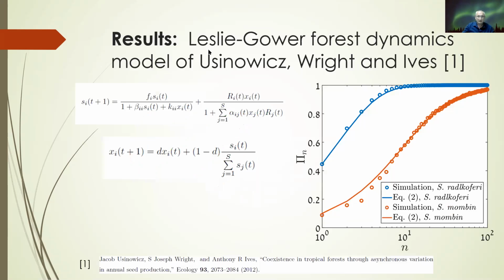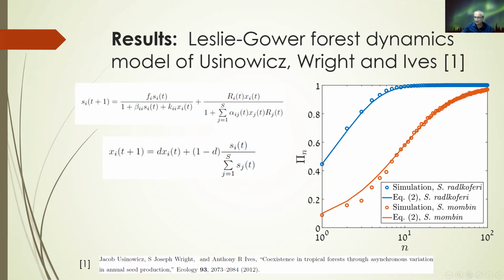And here is the last example, now a more realistic model, the Leslie-Gower forest dynamics model that was used by Usinowicz and collaborators in this paper. So here there are two equations, one for the adult trees X and the other for saplings S. And the adult trees are producing saplings at a rate Ri that is taken to be a fluctuating quantity.